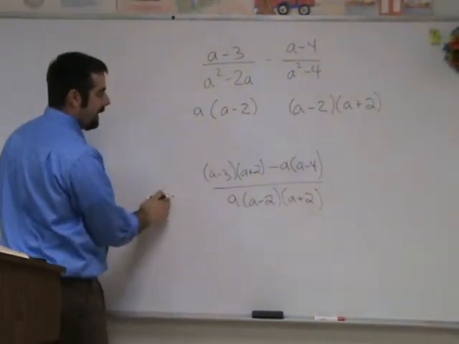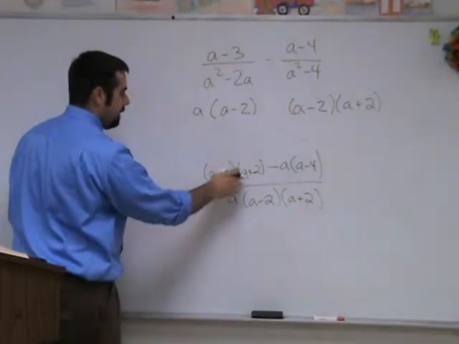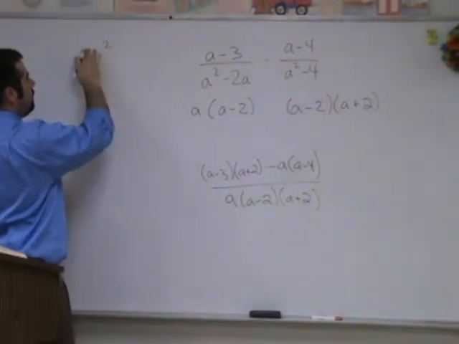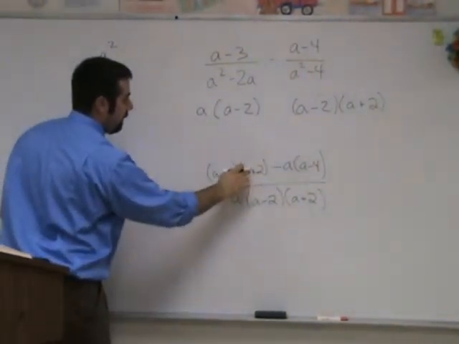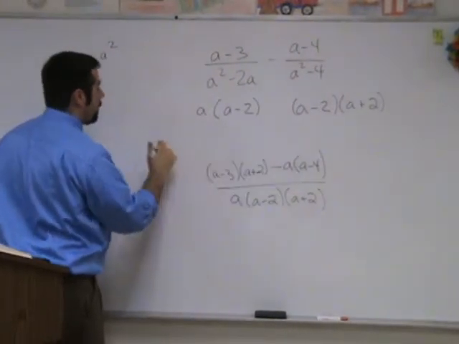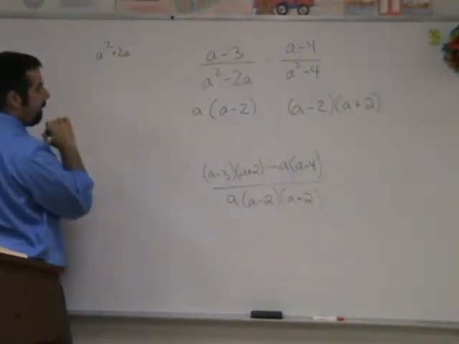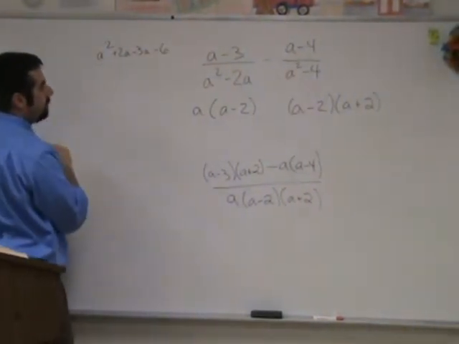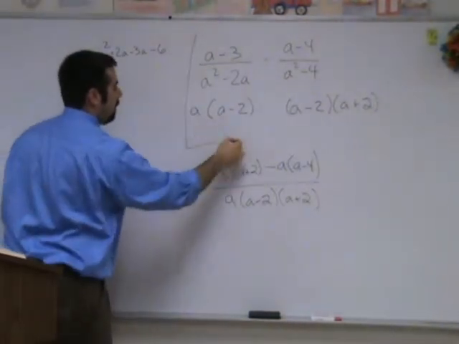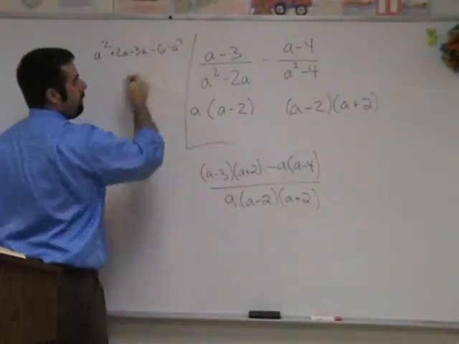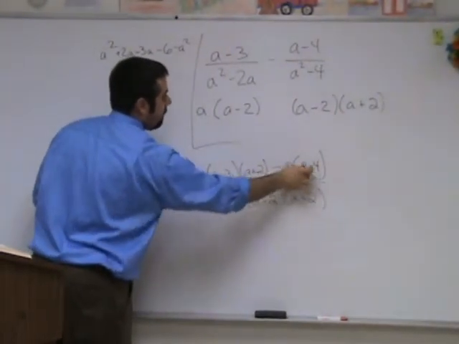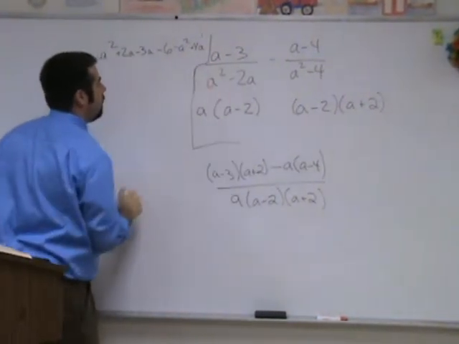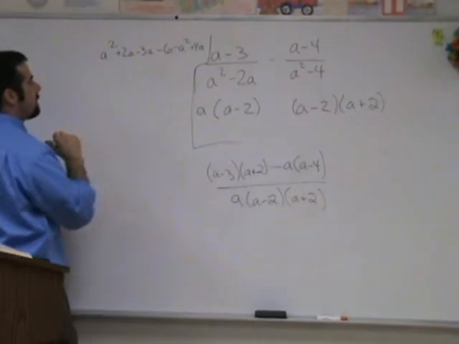In the numerator here, I can go ahead and FOIL a minus 3 times a plus 2. I get a squared as my first term. My outer term is 2a. My inner term is minus 3a. My last term is minus 6. All right? I get a minus a squared, and a plus 4a. All right? Let's combine like terms.